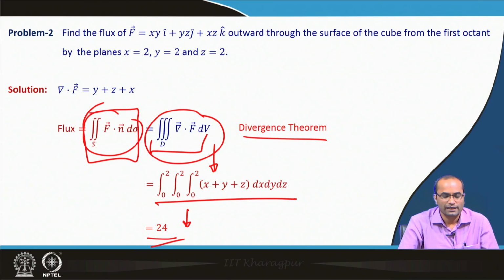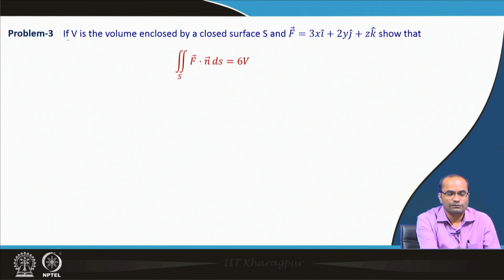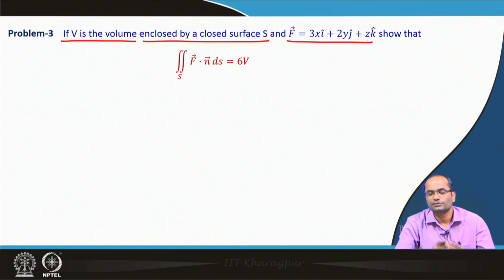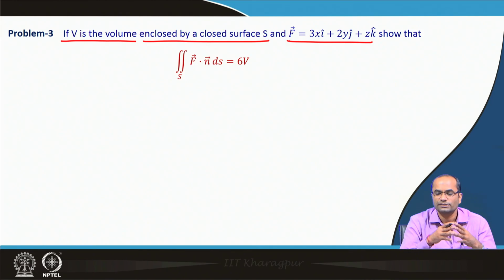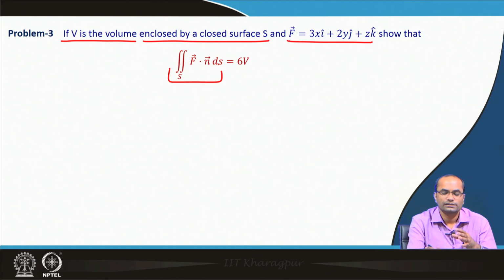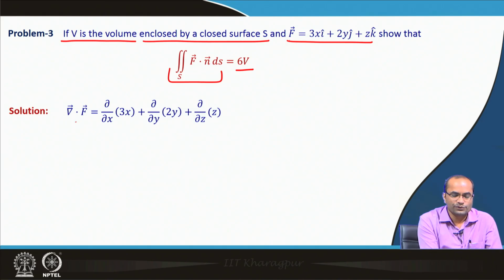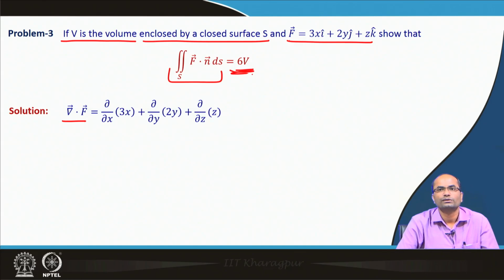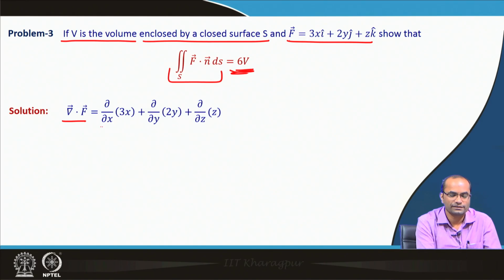So, here we will see that if V is the volume enclosed by a closed surface S, and this F is given by 3 times x i, 2 times y j and z times this k, then we will show that this flux integral F dot n dS is nothing but 6 times the volume of this surface. So, here we will compute, naturally we will apply the divergence theorem to see how this 6 times V is coming, and the idea is exactly from here.